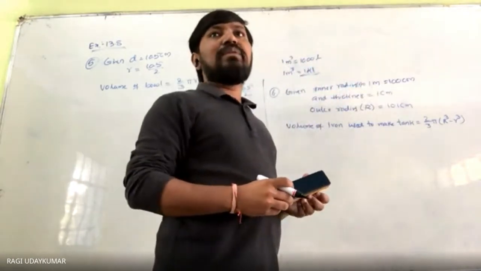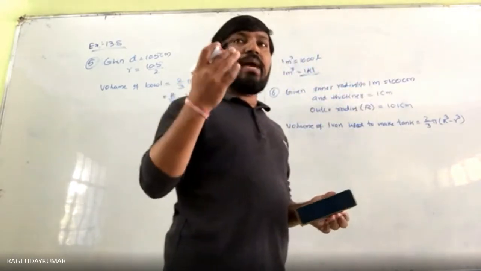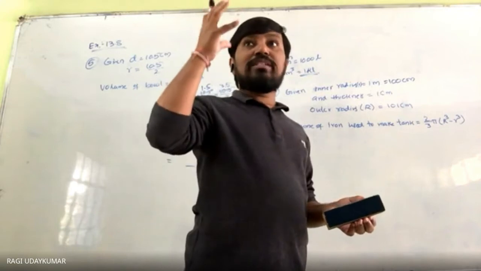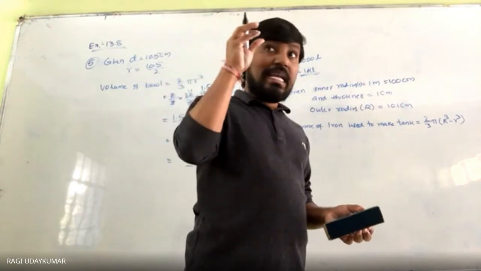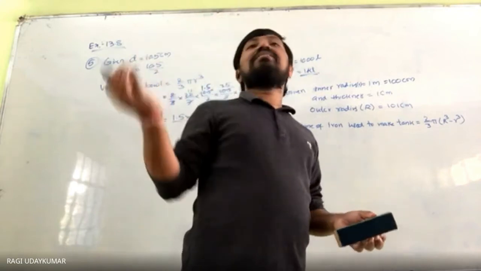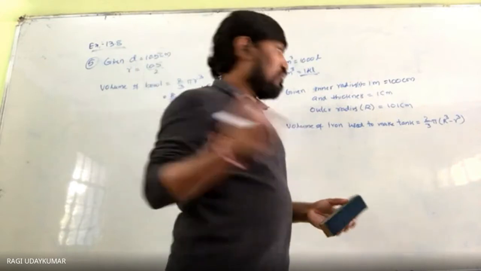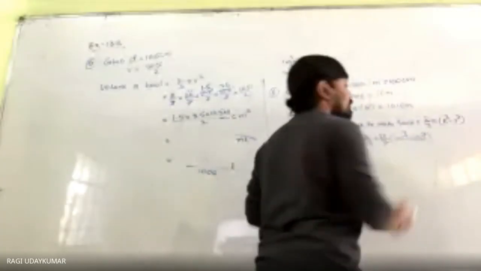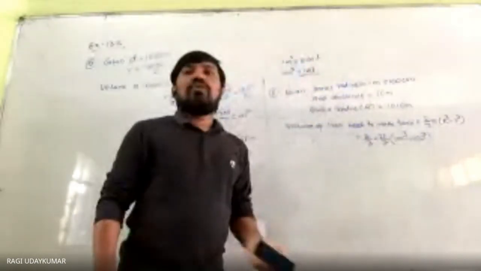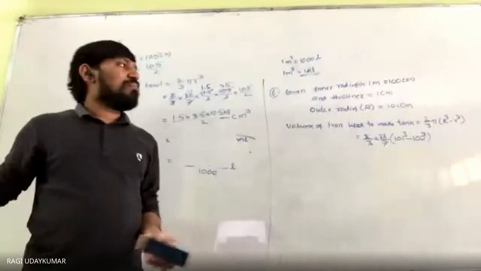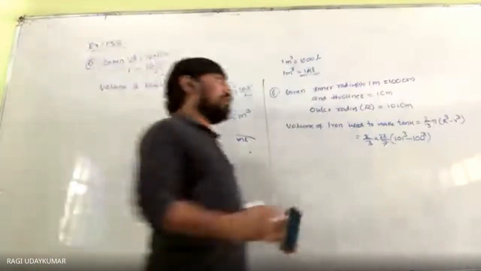2 by 3 pi capital R cube minus, because 2 by 3 pi capital R cube means the outer radius, the value of the outer sphere will come. The inner is empty, so you have to subtract the empty part. So the weight is equal to 2 by 3, 22 by 7, capital R is 101 cube minus 100 cube. You have to simplify it, then multiply. In centimeter cube you are multiplying.